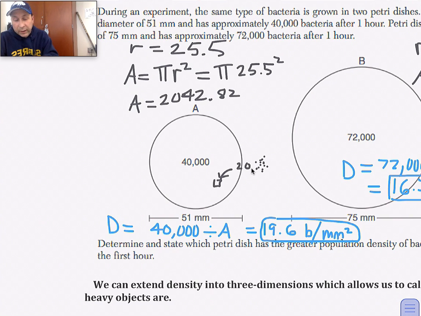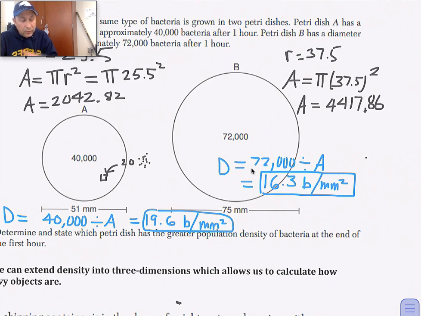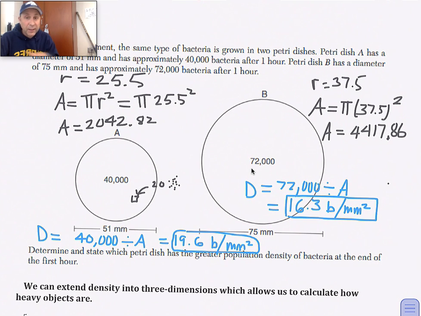In a very similar way, you could figure out the answer for petri dish B. To officially answer this question, it says determine and state which petri dish has the greater population. So comparing these two, you'd have to write on your test paper that dish A had more bacteria. As silly as it is on a state test or exam, if you did not say it is petri dish A that has more, you wouldn't get full credit because you did not technically answer the question.